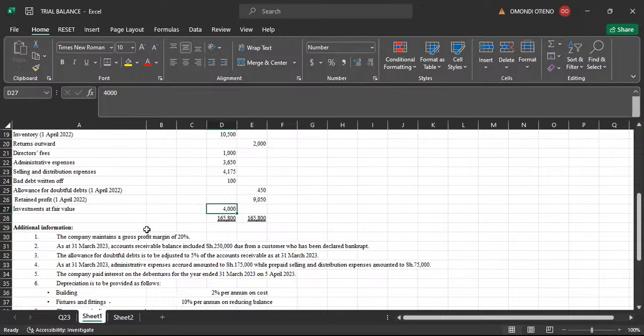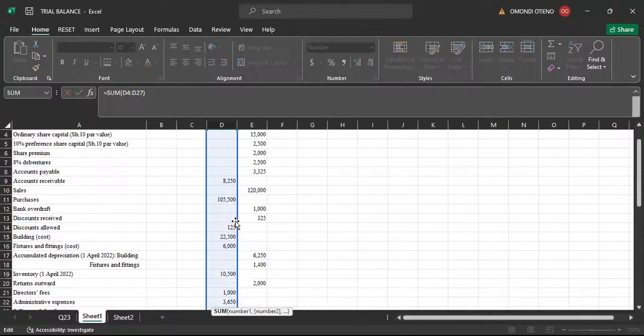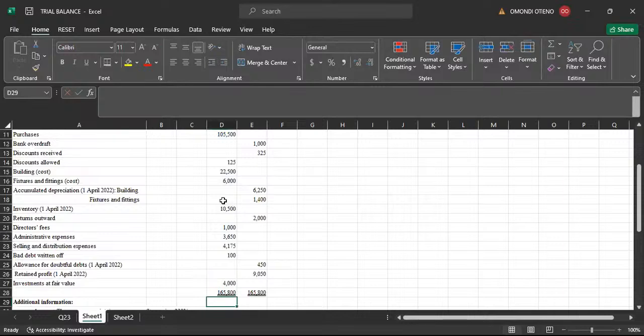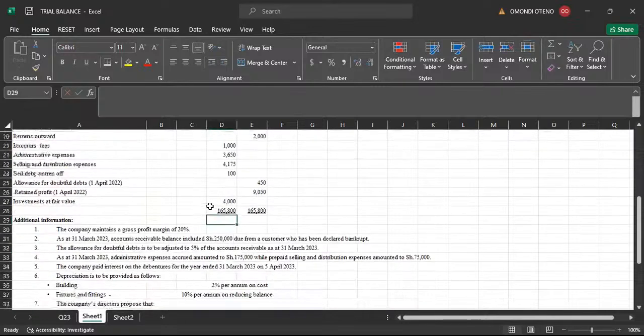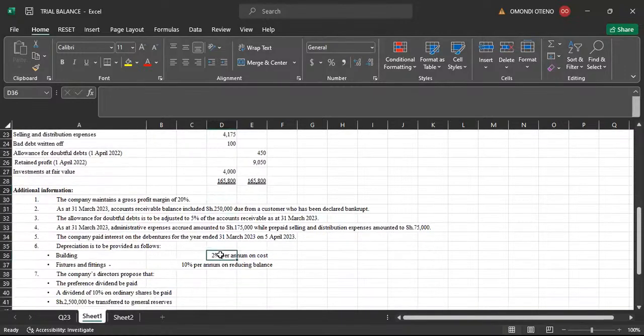Then we now look at the additional information. So the first thing that you need to do is your trial balance balancing. That's the first thing. If you're not given this total, you have to confirm. So when you talk about fair value, if you look at the fixed assets, we are given the depreciation rates, or the depreciation amount as in the other question.